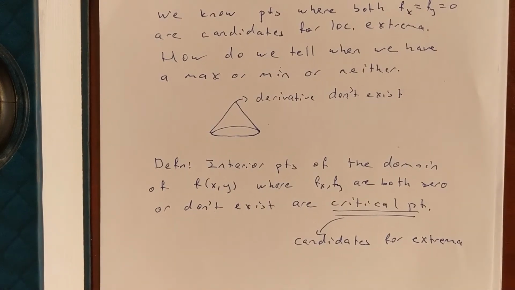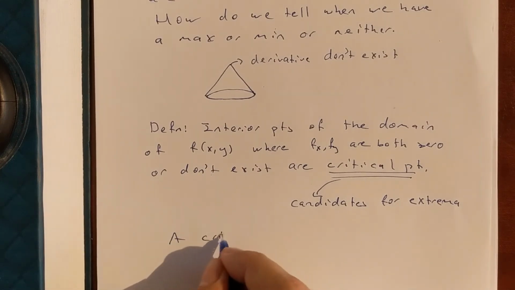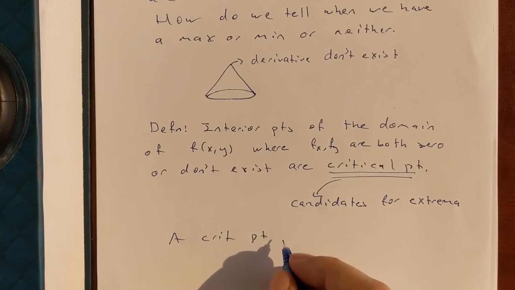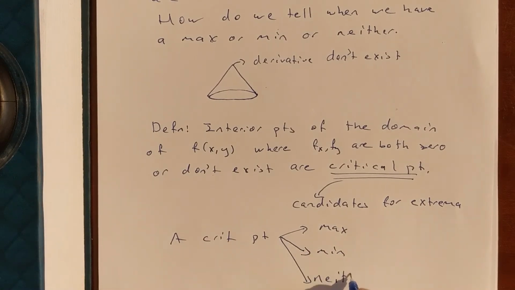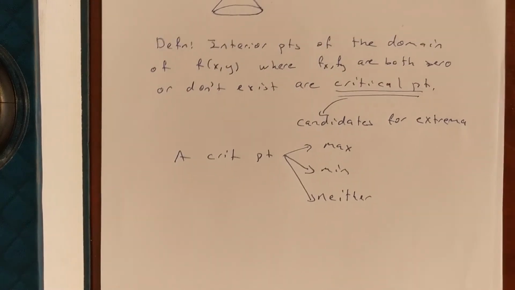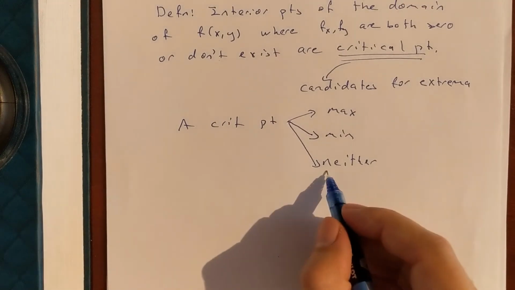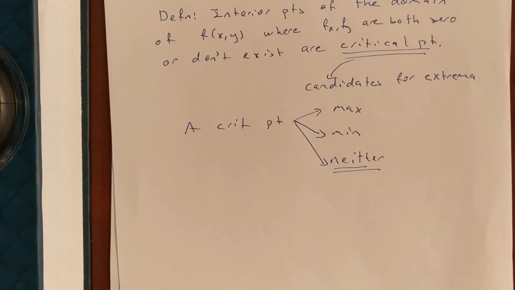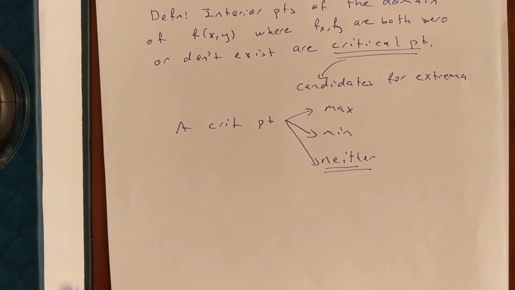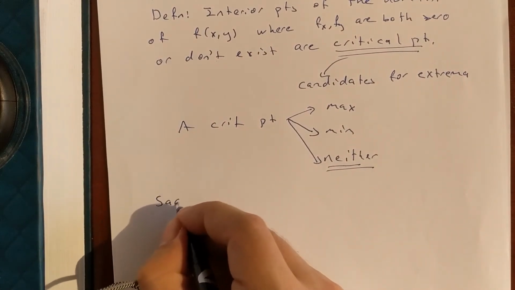Now, finding the critical points is not enough. A critical point might be a maximum. It could be a minimum, or it could be neither. So you could have three types of critical points. Now this is what we're going to usually talk about. This is usually a saddle point. So how do we have a saddle point? Let's talk about the saddle point.